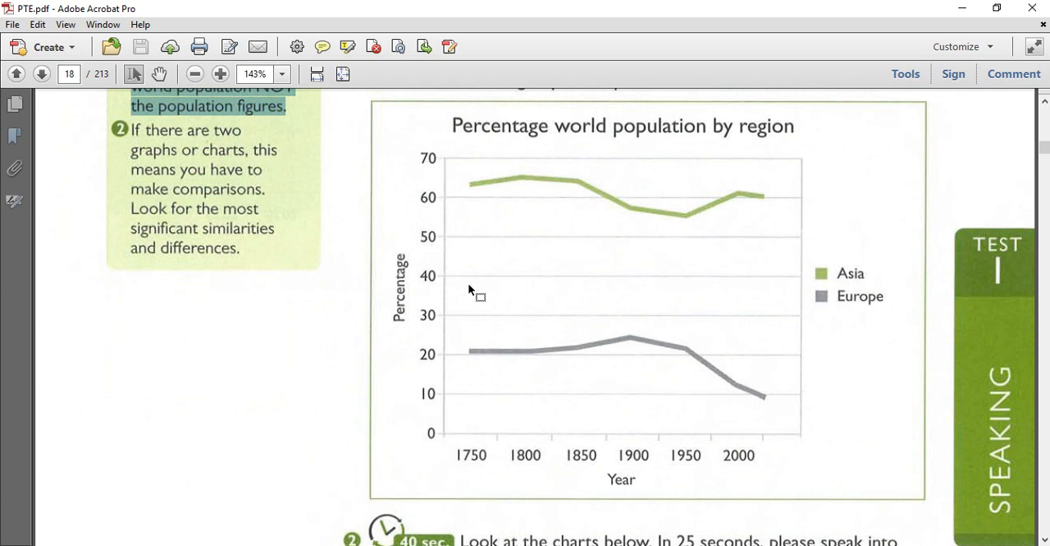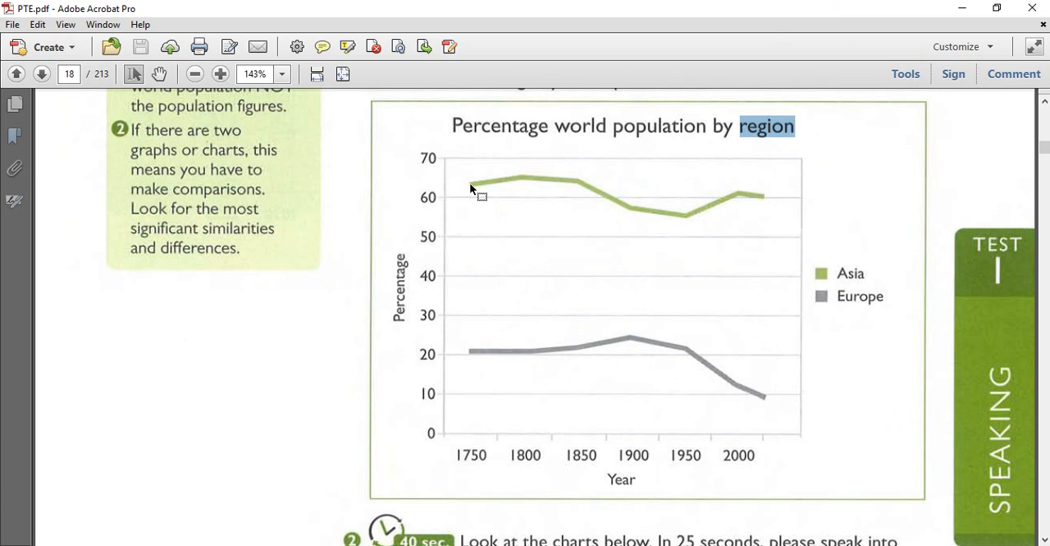Well, we can see that Europe is indicated by the gray line, and the light green indicates Asia. So we start from the year 1750 until the 2000s. So we are going to compare these two countries, not really countries, but regions of the world. We can compare that.